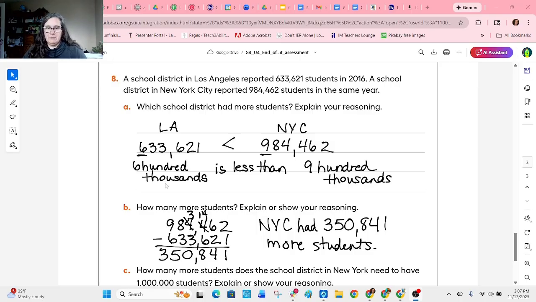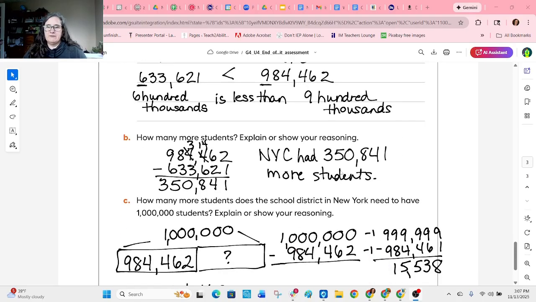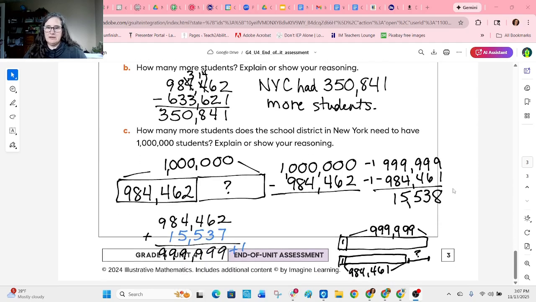They start by comparing the number of students in Los Angeles and New York City in 2016. They find the difference. And then they're asked to find how many more students New York needs to have in order to have 1 million students. Explain or show your reasoning.